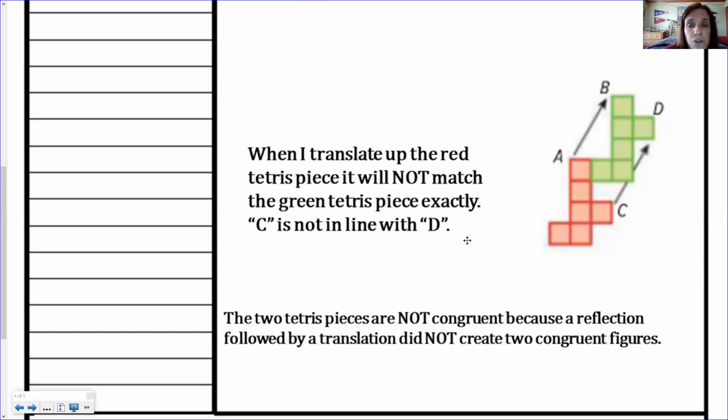First example, triangles, they were congruent. You could reflect and translate. Second example, the Tetris pieces, they weren't, because after the reflection, you couldn't translate to match up to the green. They were not the same piece. So let's see if this makes sense.